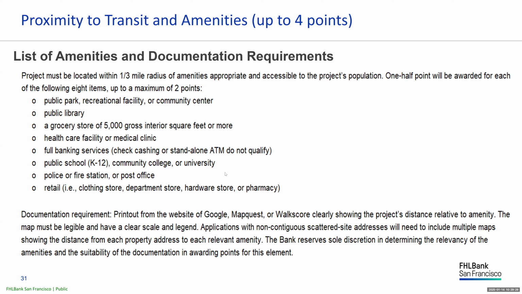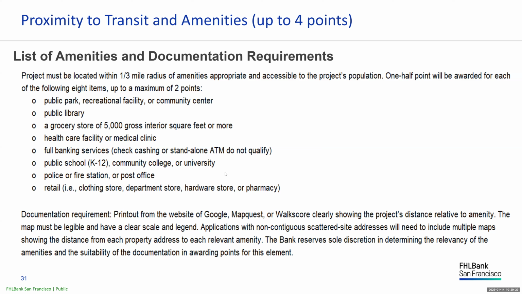Some important things to keep in mind. To receive points under this feature, the transit service or amenity must be in place at the time of application. You will need to provide a screenshot from Google or Walk Score clearly showing the number of transit lines and the project's distance relative to those transit lines. The map must be legible and have a clear scale and legend.